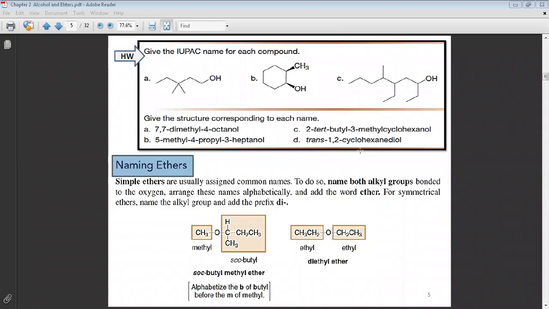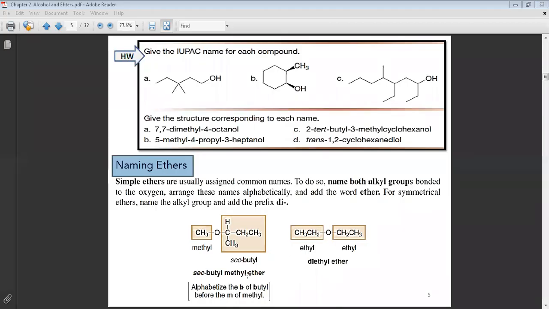Name both alkyl groups bonded to the oxygen atom. Arrange the names alphabetically. If you have an asymmetrical ether like this, you have to write the names alphabetically. For this, methyl and secondary butyl: B and M, so B becomes first. Secondary butyl, this is the butyl. Methyl, this is the methyl ether.